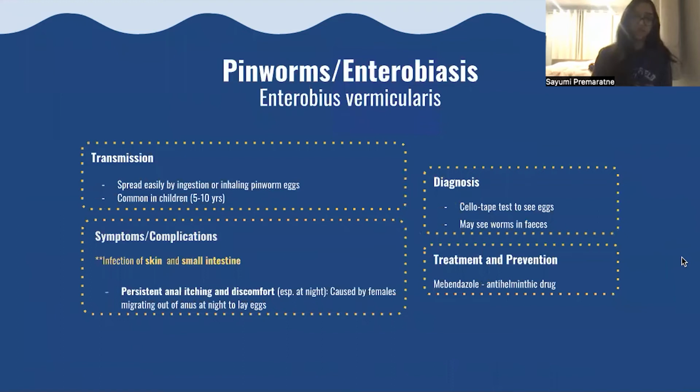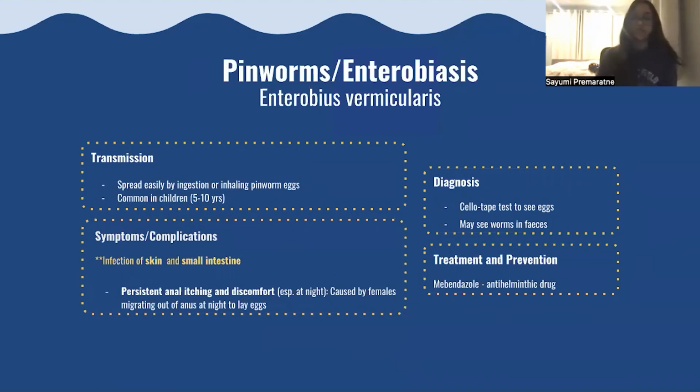So with pinworms, they're caused by Enterobius vermicularis, and they are transmitted through ingesting or inhaling the eggs. And this is a very, very common parasitic infection in children. So it's an infection of your skin and your small intestines. And a very key feature is that children often experience persistent anal itching and discomfort, particularly at night. And that is because at nighttime, the females will migrate out to lay eggs.